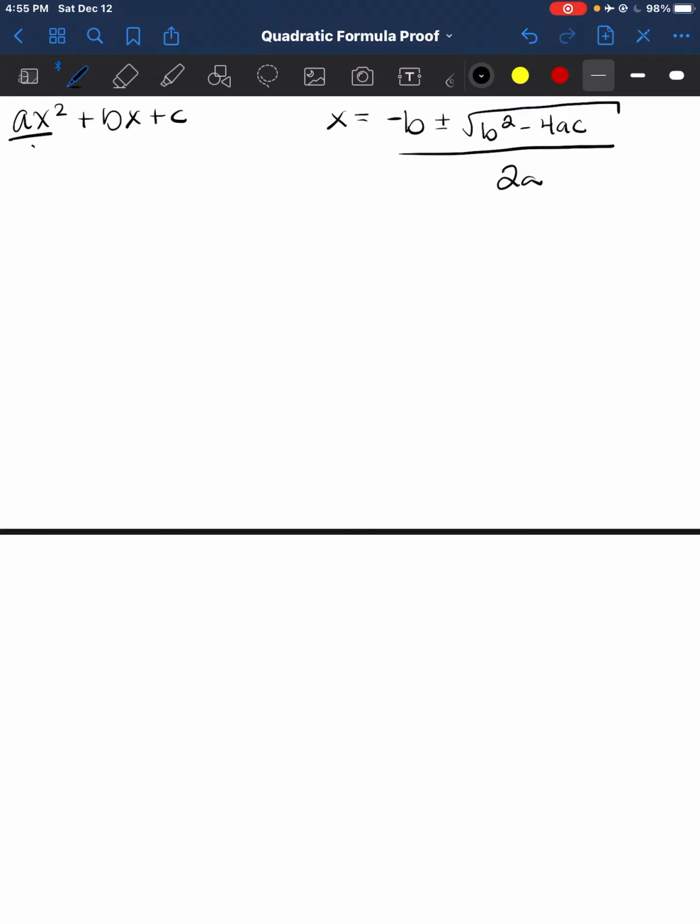So what we're first going to do is divide everything by a, so our leading coefficient is 1. Okay, that's how we're going to get this.